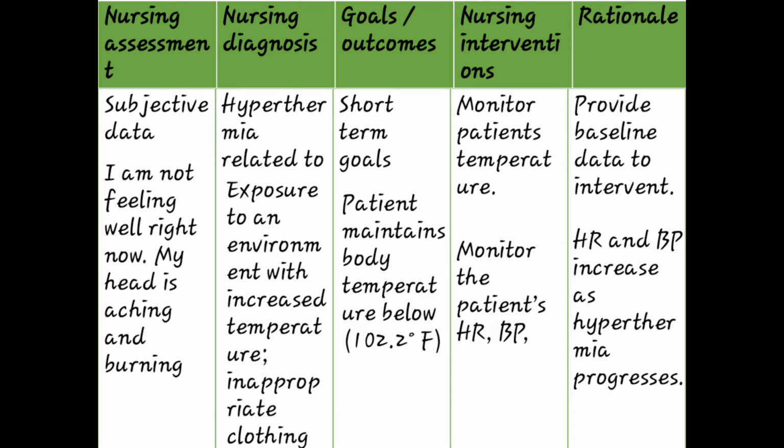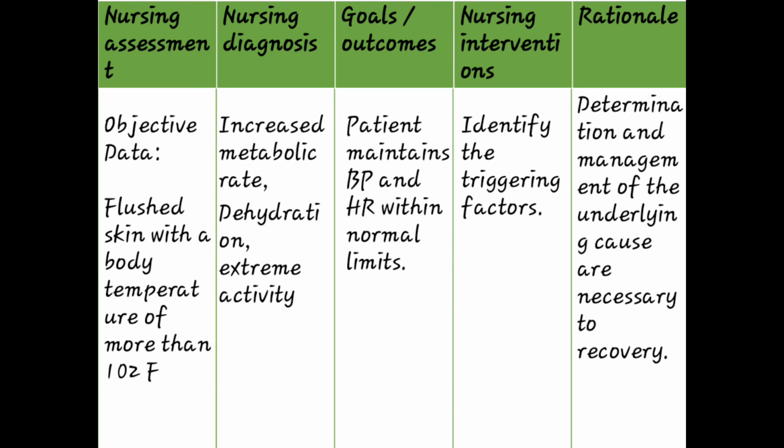Heart rate and BP increase as hyperthermia progresses, because in case of hyperthermia, if the temperature increases and increases, it progresses, so the heart rate and BP can also be increased.